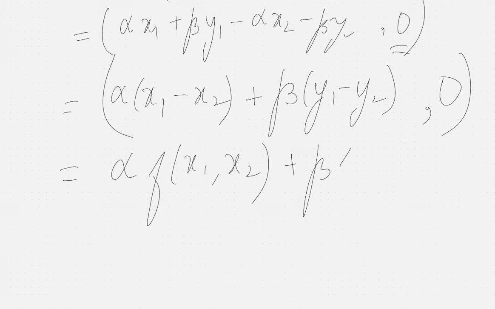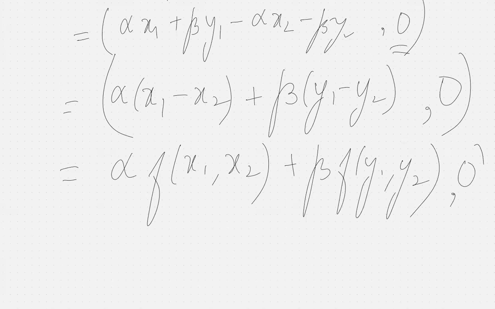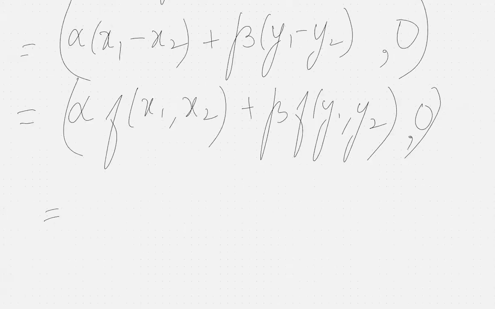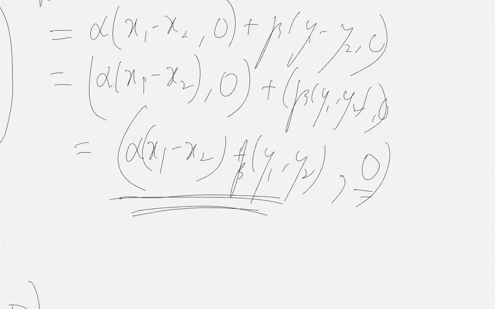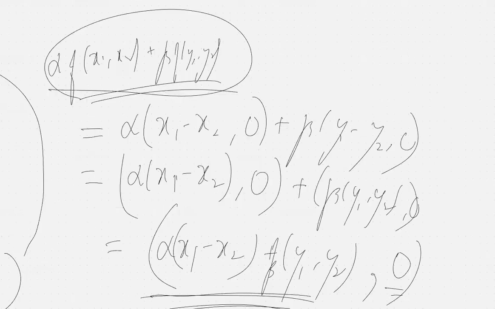So what is this thing equal to? We have arrived at, one second, a little bit of a mistake. What did I do? Alpha times x1 minus x2 comma 0. This was equal to alpha times, yeah, I made a mistake.